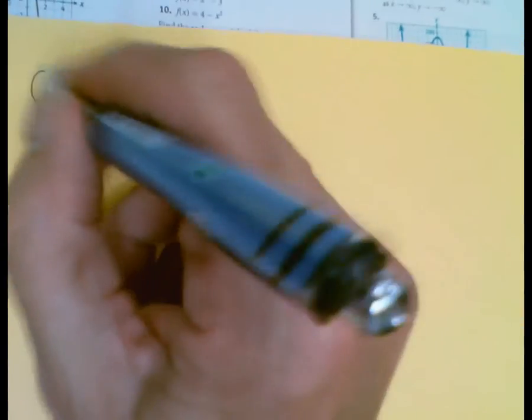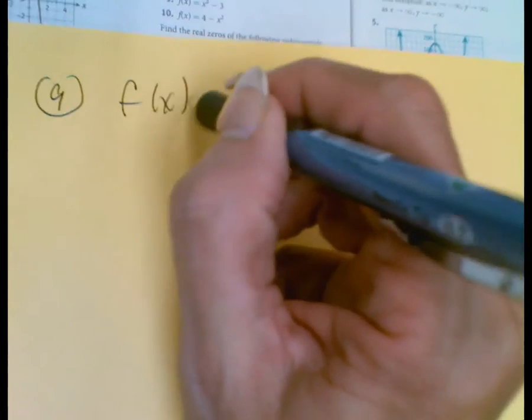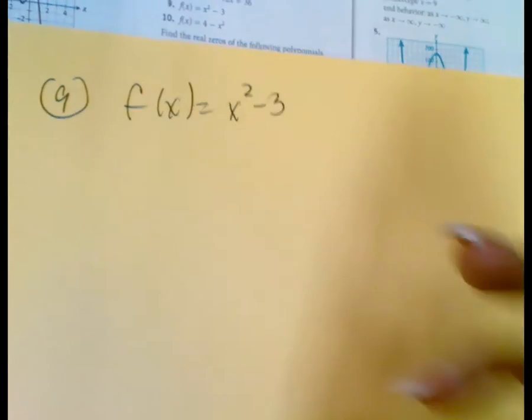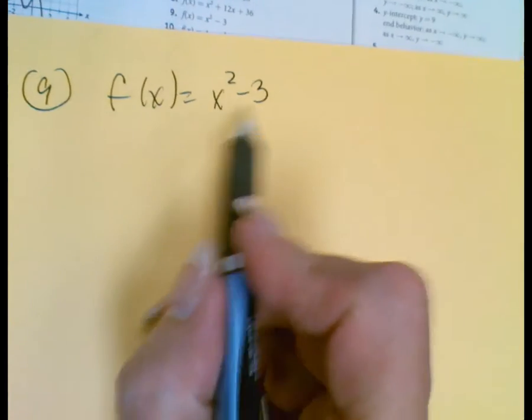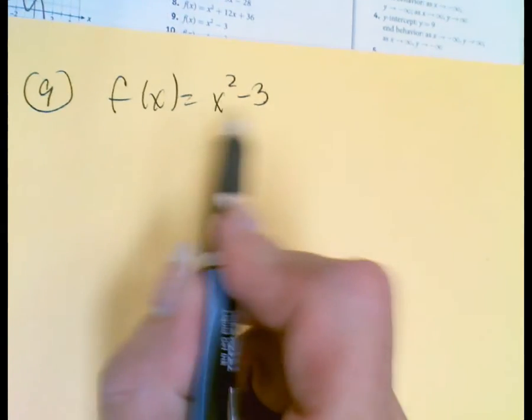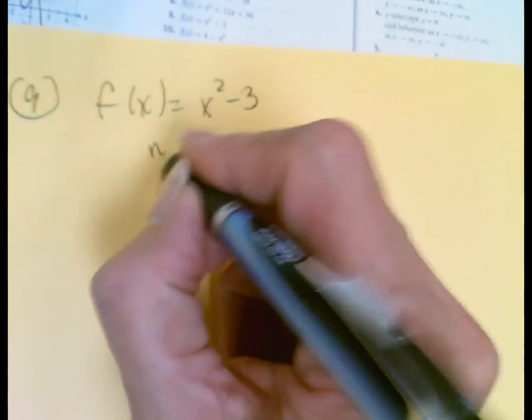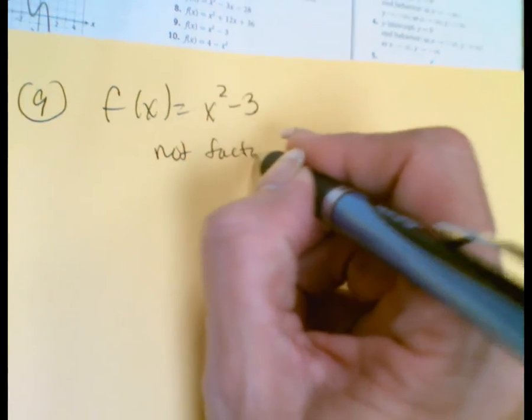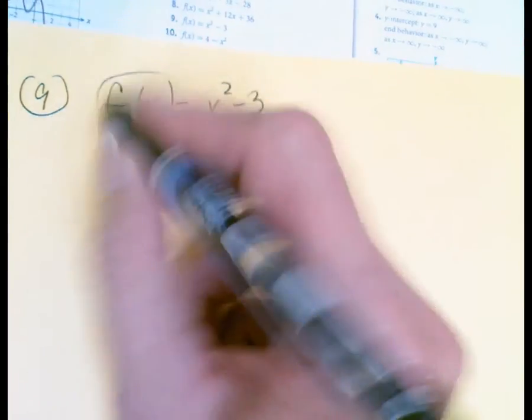Okay, so now we're on number 9. Number 9, sorry about that. I'm just giving you guys a headache. So this problem is x squared minus 3. So this time I can't factor. This is a difference of squares, but this 3 is not a square, so this is not factorable. So what you're going to do is let f of x equal 0.